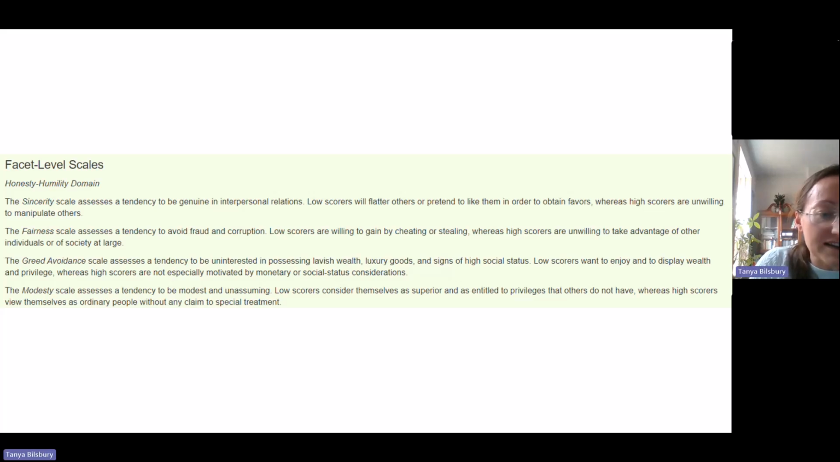The modesty scale is kind of a bit about narcissism. So somebody who's low on modesty thinks they're better than other people and they're entitled to certain privileges that other people don't have. They can kind of bend or break the rules because the rules are different for them. High scorers would sort of see themselves as ordinary people that don't deserve special treatment that other people also shouldn't receive.